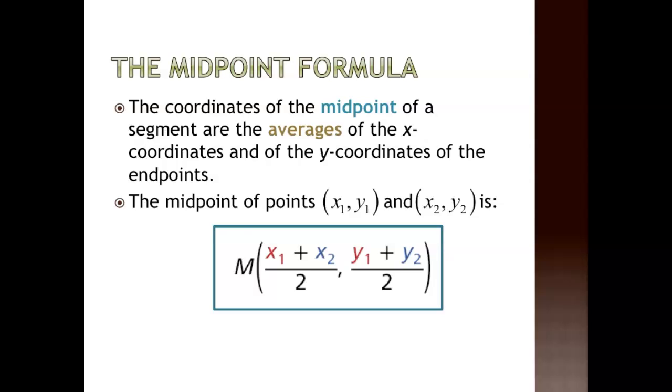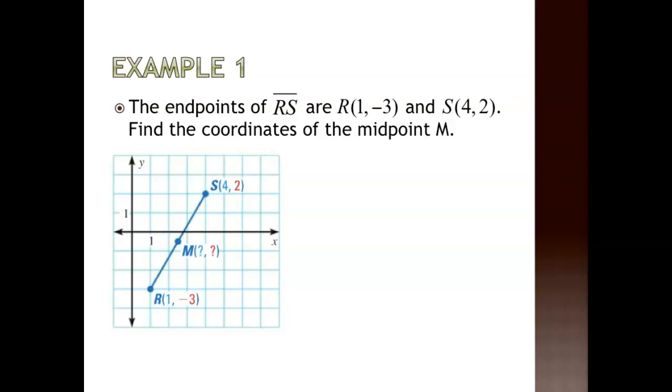Let's take a look at example 1. The endpoints of RS are R, 1, negative 3, and S, 4, 2. Find the coordinates of the midpoint M. So let's go ahead and apply that midpoint formula. Now, if it helps you, you can absolutely label x1, y1, and x2, y2. So x1 plus x2 over 2, so 1 plus 4 over 2. And then y1 plus y2 over 2, so negative 3 plus 2 over 2.